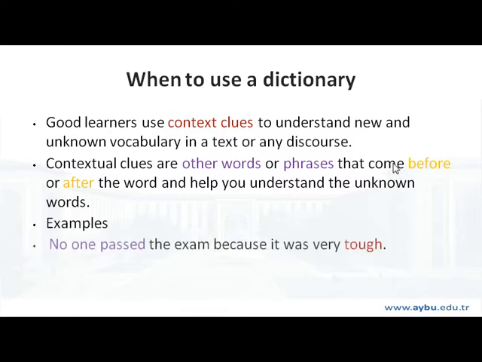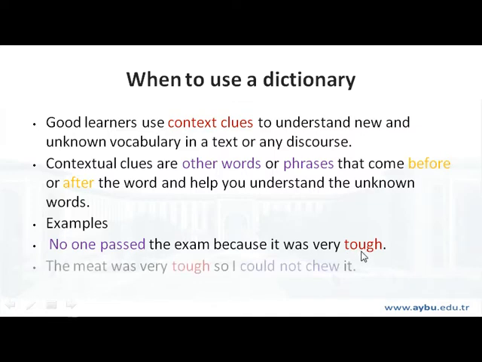The first one: No one passed the exam because it was very tough. So our contextual clue is no one passed, and we know exam. So the exam was kind of tough, and the result is that no one passed it. So we can guess the meaning of tough by this contextual clue. No one passed, it was tough. So the answer could be difficult. The meaning of tough here is difficult.